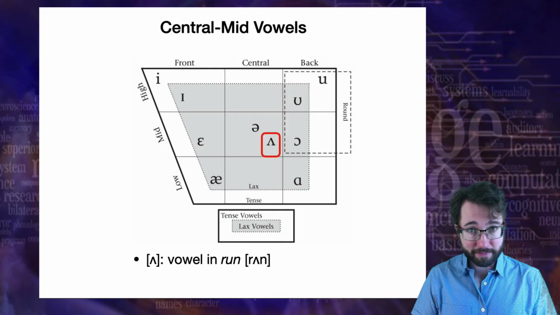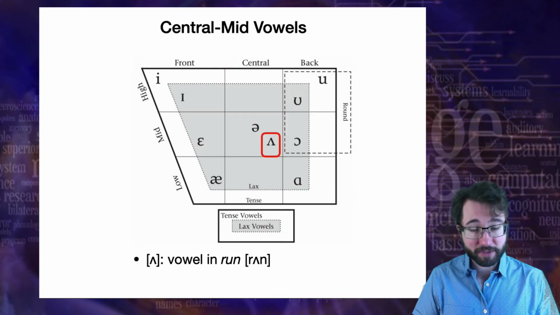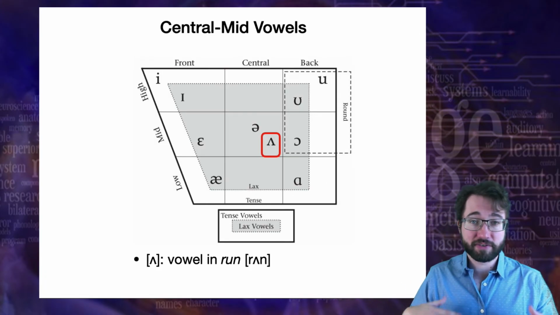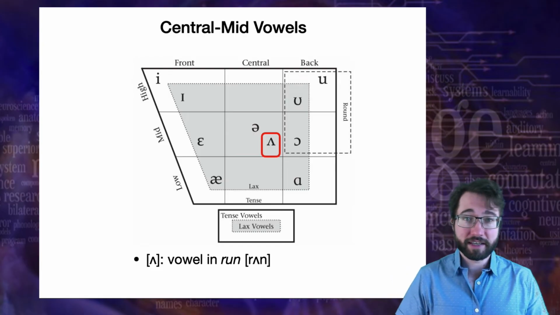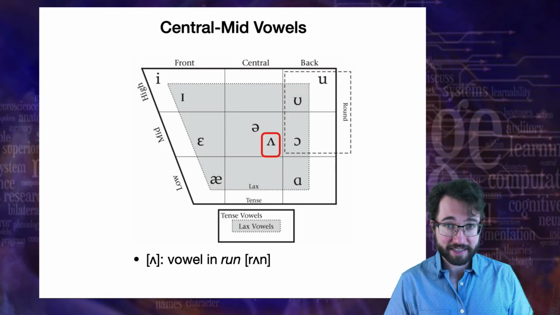Its tongue height is mid, it's in the middle. Its tongue position is central, it's just in the middle of the vowel space. You're just saying you're not really applying much tension in your tongue to say this, it's very central.